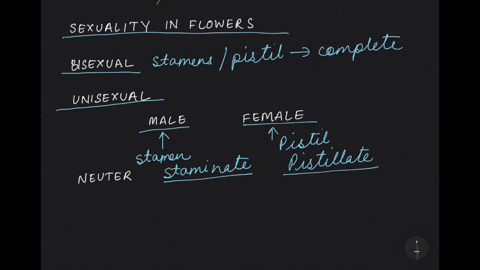Now finally we come to a neuter flower. Neuter means it does not have the male or the female reproductive part. That is, it does not have stamens, it does not have pistil. Example is the ray florets of sunflower. That is the yellow bright petals that you see in sunflower. What are we talking about? We are talking about a neuter flower. The ray florets of a sunflower do not contain the stamen, neither do they contain the pistil.